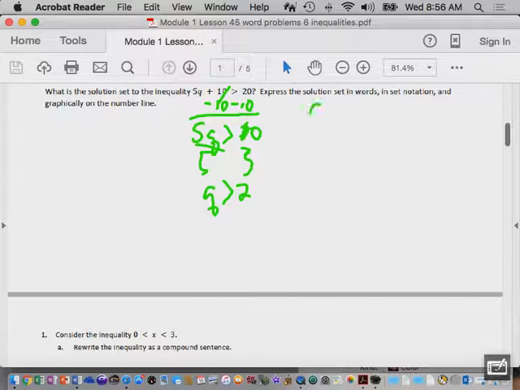Now, what if, like on the previous thing, I said this? What would this be, and they're all integers, what would the solutions be?